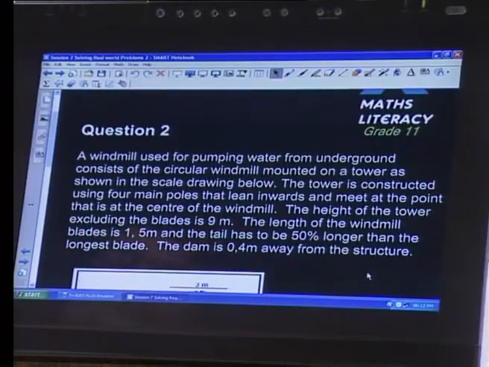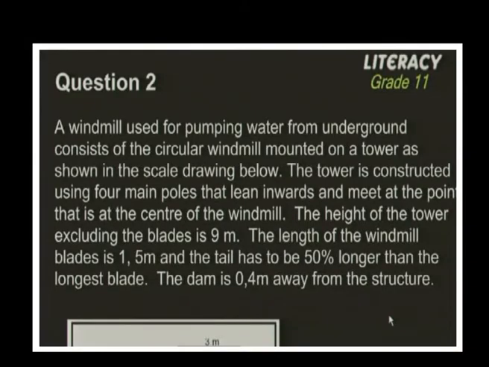We'll start question 2. You ready for it? Here it is, question 2. A windmill used for pumping water from the underground consists of the circular windmill mounted to a tower as shown in the scale drawing below. The tower is constructed using 4 main poles that lean inwards and meet at the point that is the center of the windmill. The height of the tower, excluding the blades, is 9 meters. The length of the windmill blade is 1.5 meters, and the tail has to be 50% longer than the longest blade. The dam is 0.4 meters away from the structure.